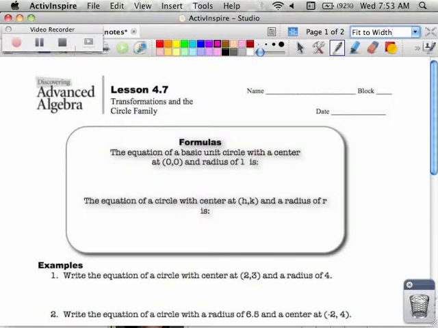So the equation of a circle with the center at 0, 0, which is called the origin, and a radius of 1, looks like x squared plus y squared equals 1. And if you were to graph that, and you notice that you have 1s here, your circle would look like this. So a very basic circle.